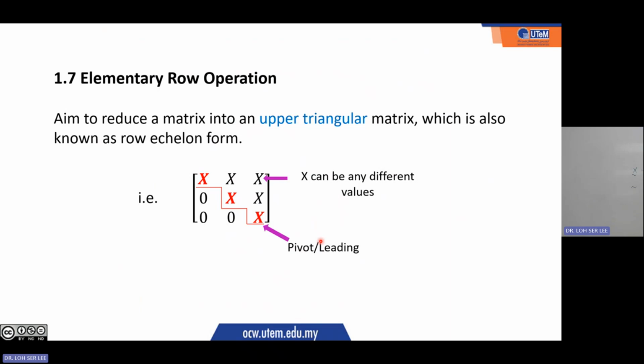Normally leading is used when we want to row reduce into reduced row echelon form, RREF. But this is just REF. We just need to row reduce until REF, not RREF. If RREF, we have to use leading 1. For the pivot, it could be any value, as long as it is non-zero. The pivot must be non-zero.